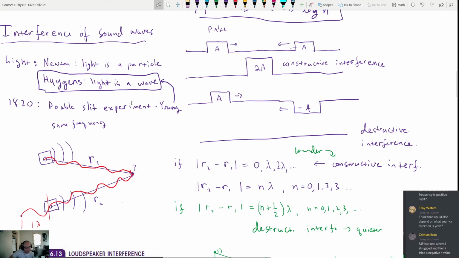light was a particle. So now you have Newton says light's a particle, Einstein says light's a particle, and this dude you've never heard of before, Huygens, says that light is a wave. So who are you going to believe? Are you going to believe Newton and Einstein, or are you going to believe Huygens?